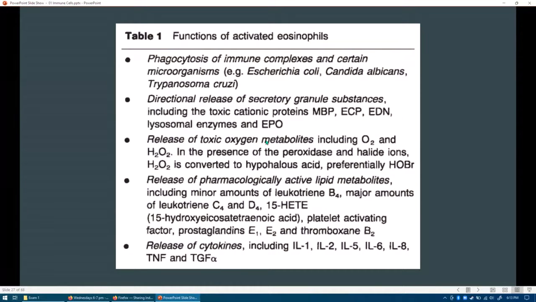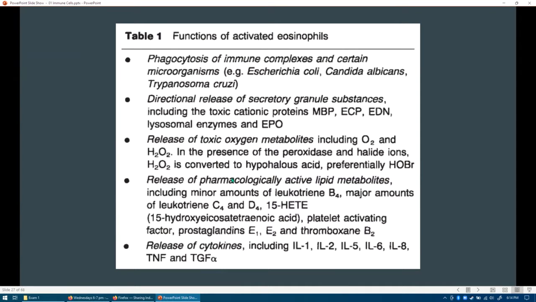They release toxic oxygen metabolites, reactive oxygen species, including oxygen, superoxide anion, hydrogen peroxide, etc., and a number of other things. They release lipid metabolites, eicosanoids, which cause inflammation, and they release cytokines. Some of those cytokines are pre-made, but a lot of them are made from scratch when the cell becomes activated. Okay, most cytokines are not pre-synthesized.